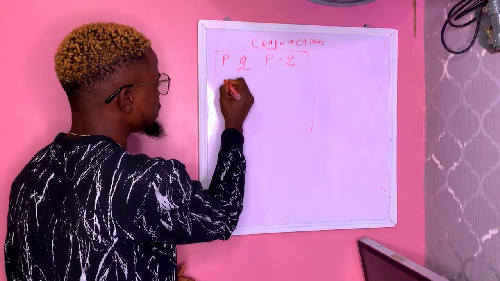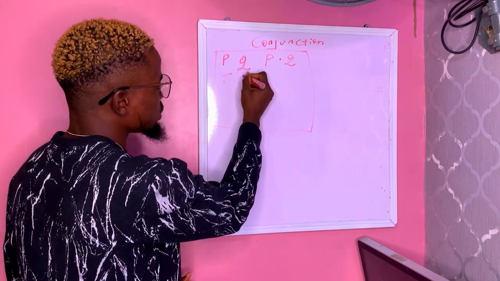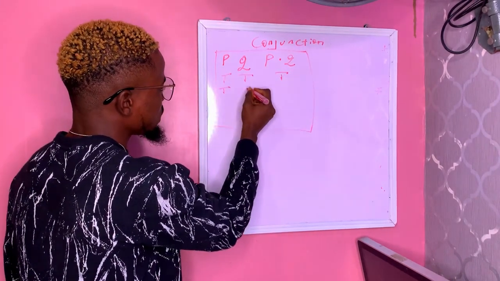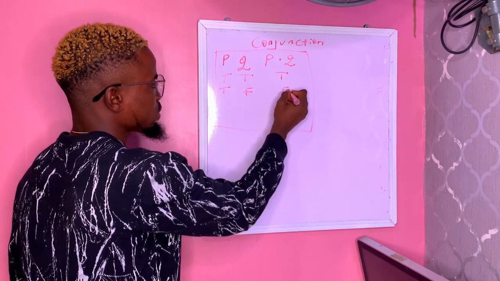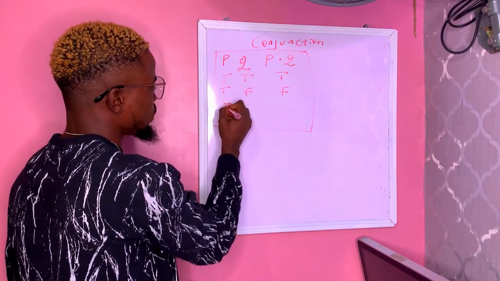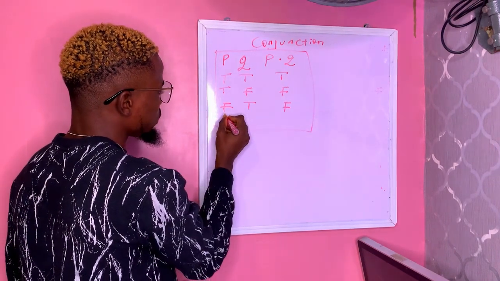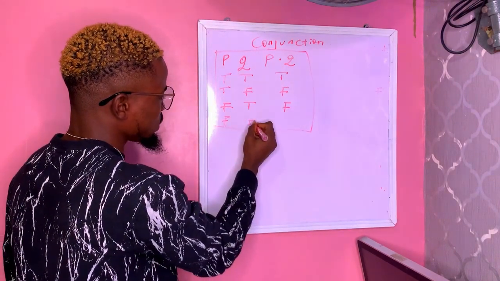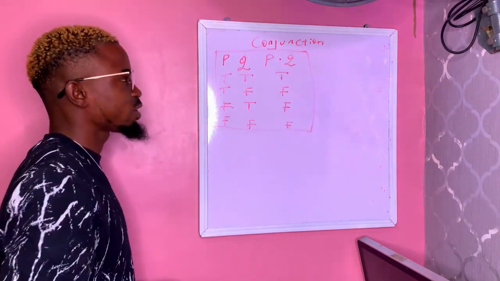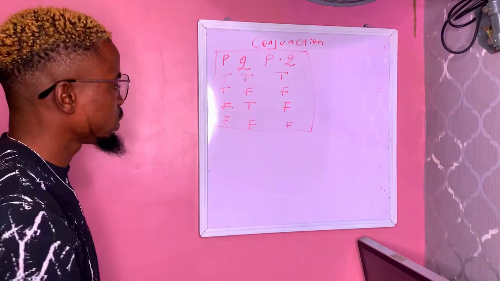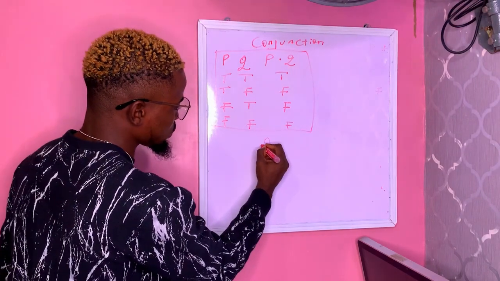In other words, if this is true, and this is true, then the conjunction is true. If this is true, this is false, then it is false. If this is false, this is true, then it is false. If this is false, this is false, then it is false. Because a conjunction is only true when both conjuncts are true. That's all. Then the next one is disjunction.